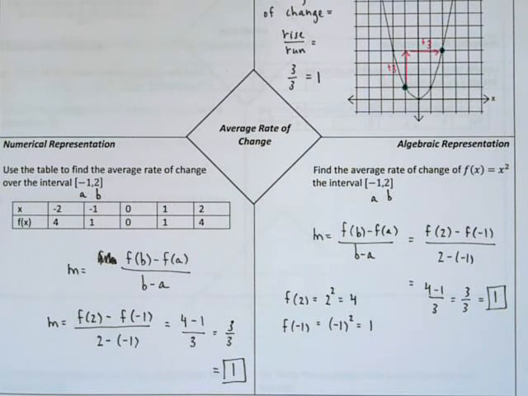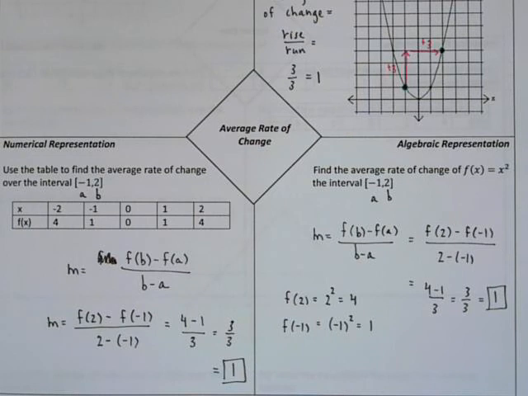The big thing we want you to understand here is when we're talking about average rate of change, we're just talking about the slope between 2 points. We haven't learned any new technique here, just really a new way of describing what we already knew. All right, so let's go ahead and look at the next page.